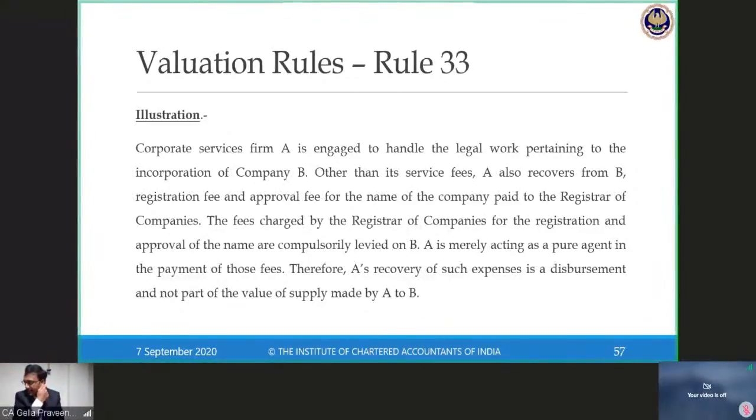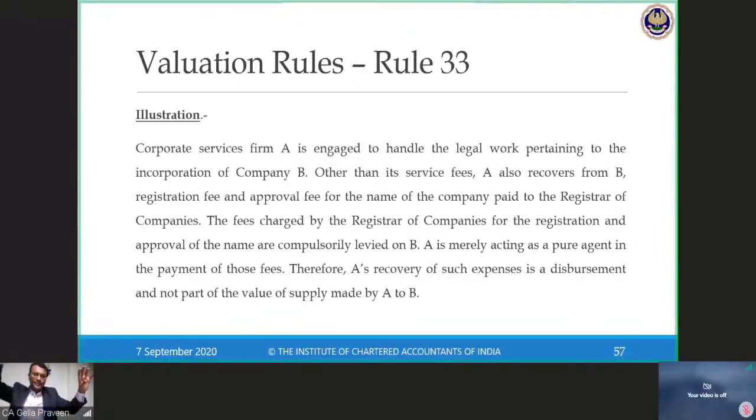I have given an example. Assuming I'm a chartered accountant, I get a contract for registration of a company for my client. When I do the company incorporation, I pay something called ROC fees. Various forms have been filled, and the total fee I have paid is 3,000. I've said to the client, 20,000 is my incorporation fees and 5,000 is the ROC fee. When I bill, the value of supply is 20,000 for the services. As a pure agent, I recover the 5,000 as it is.